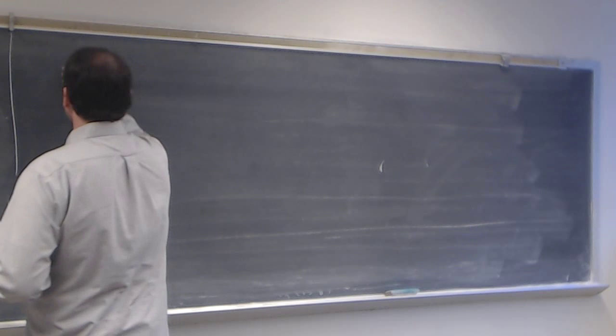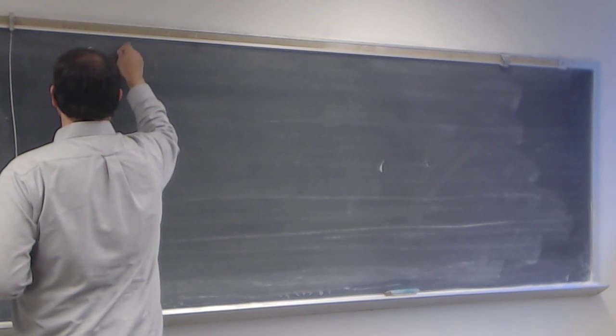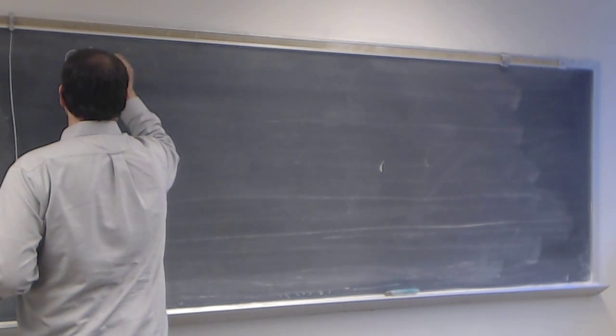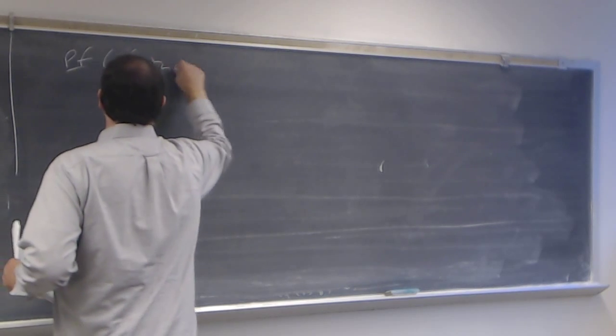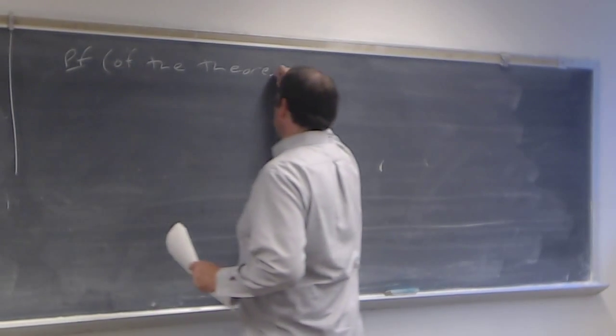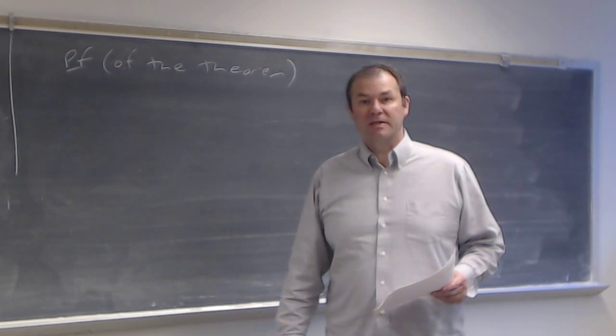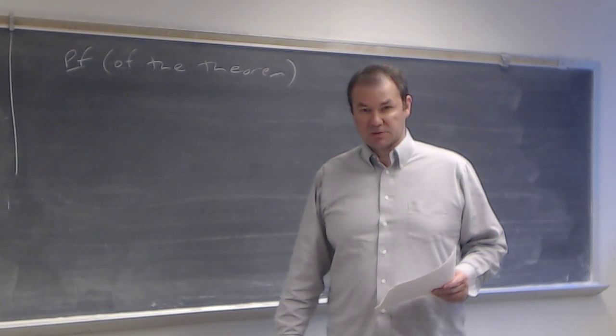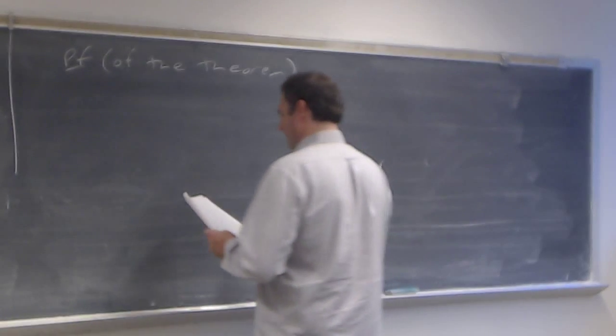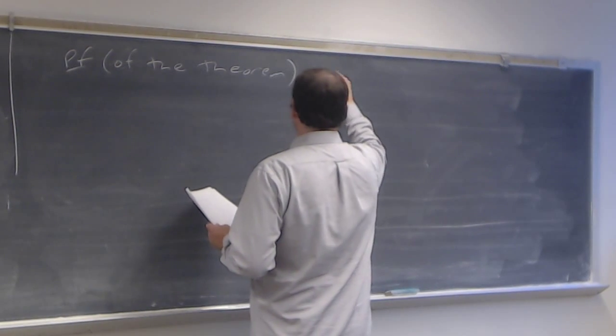Okay, we're ready to get to the proof now of the theorem. What was the theorem? The theorem was that if f is continuous on [a, b], then f is Riemann-Stieltjes integrable. Okay, so here's where we're going to do it.